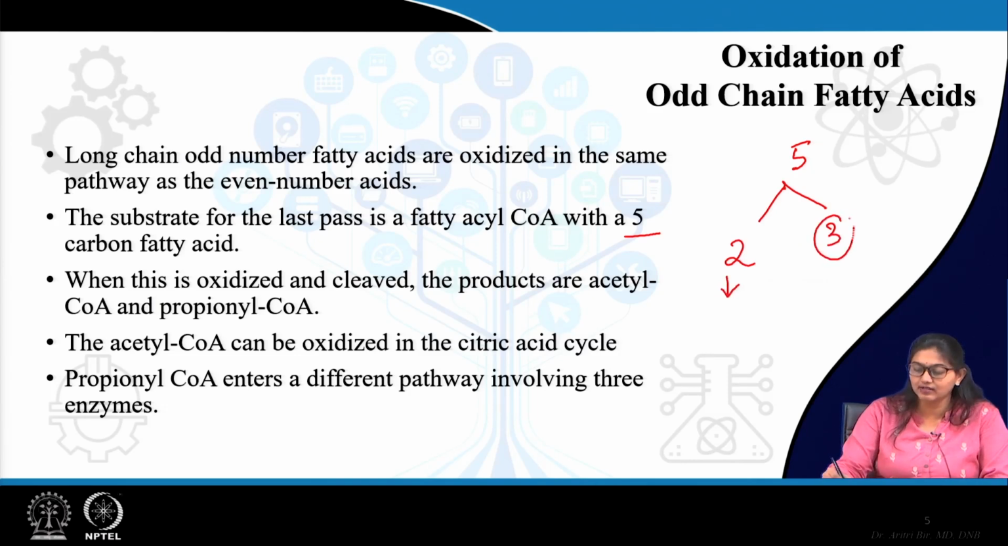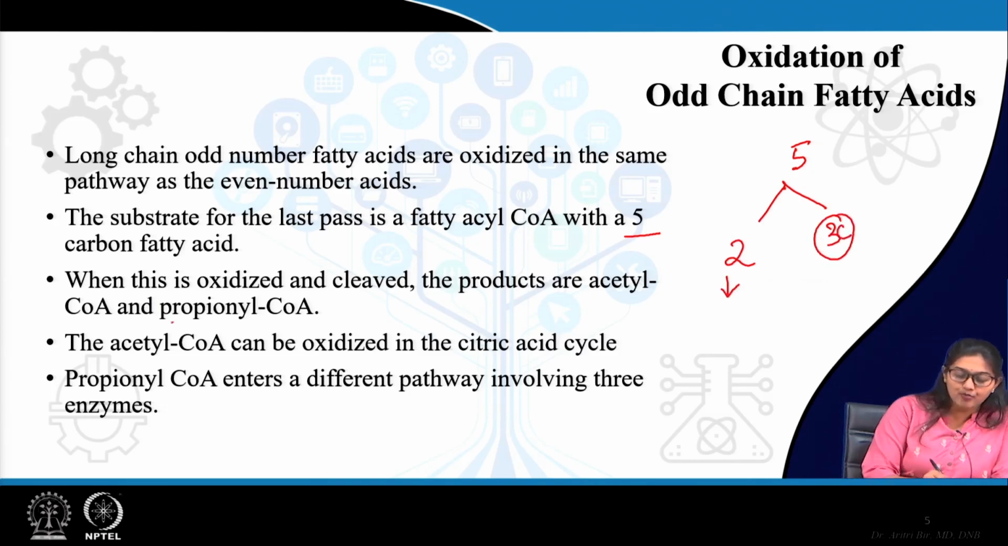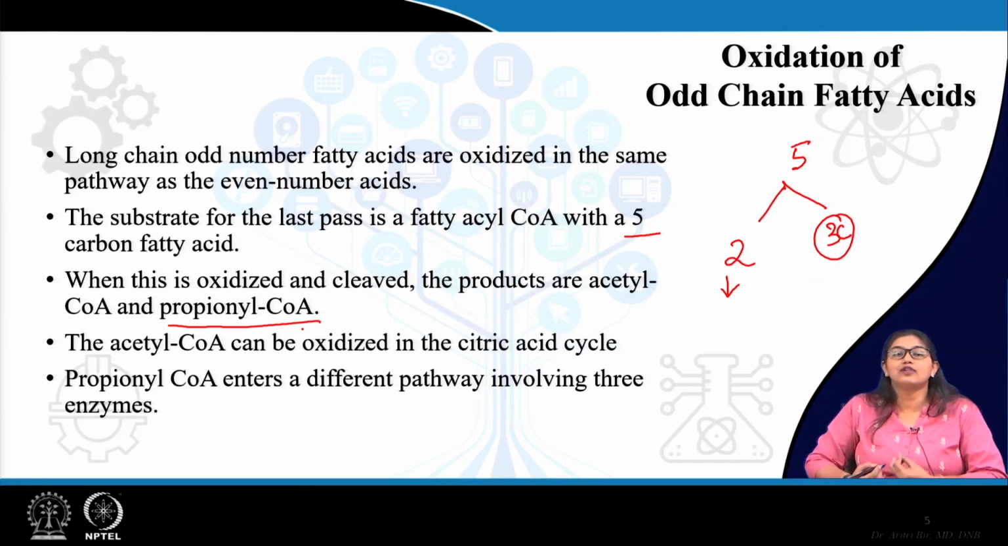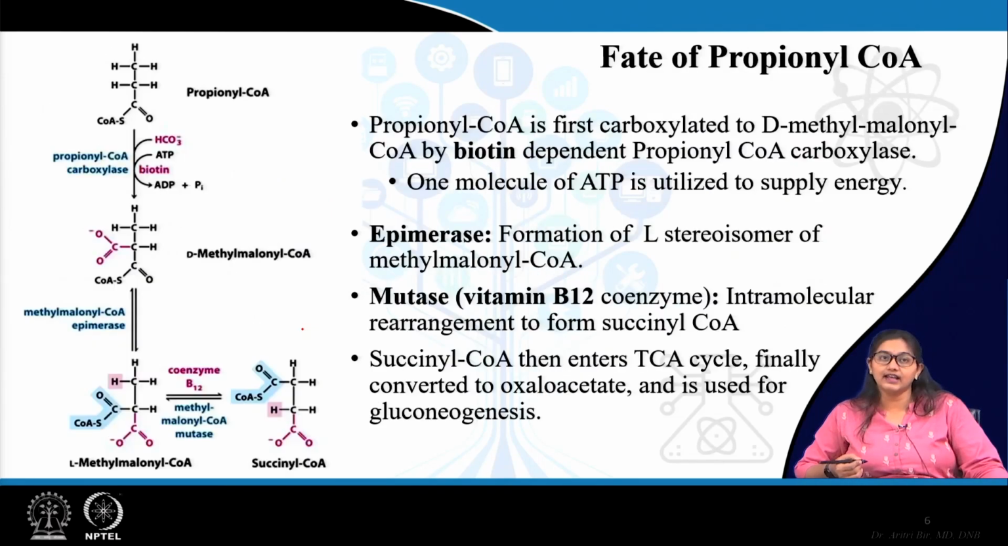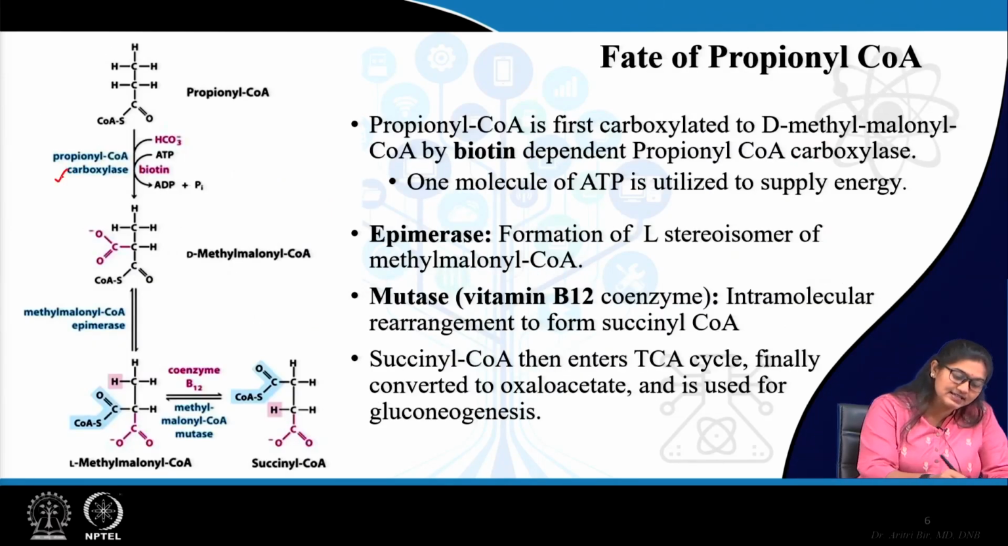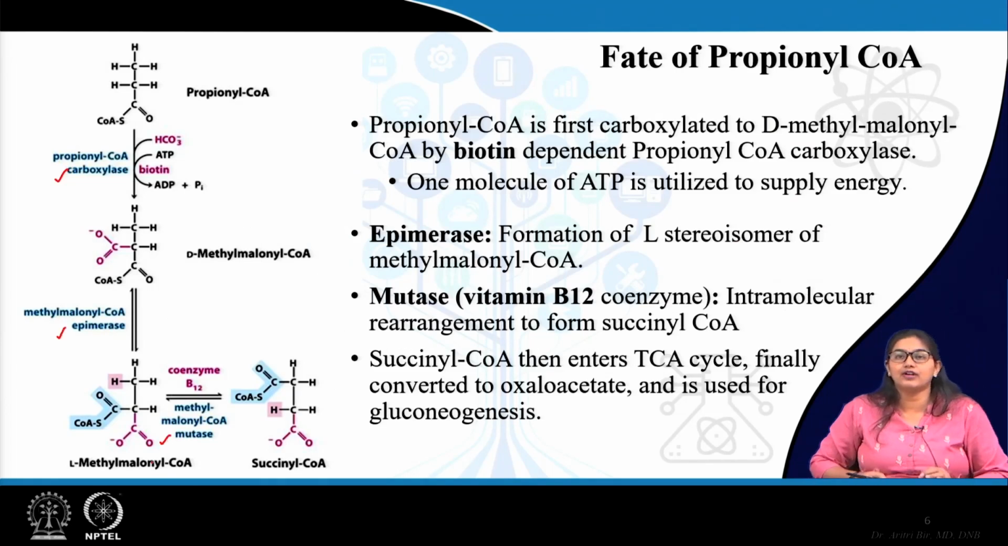What is that 3 carbon compound? That is propionyl coenzyme A, and propionyl coenzyme A cannot further enter beta oxidation. So, propionyl coenzyme A is metabolized via a different pathway involving other enzymes. What are those enzymes? Carboxylase, epimerase and mutase. These are 3 important enzymes required for propionyl coenzyme A metabolism.